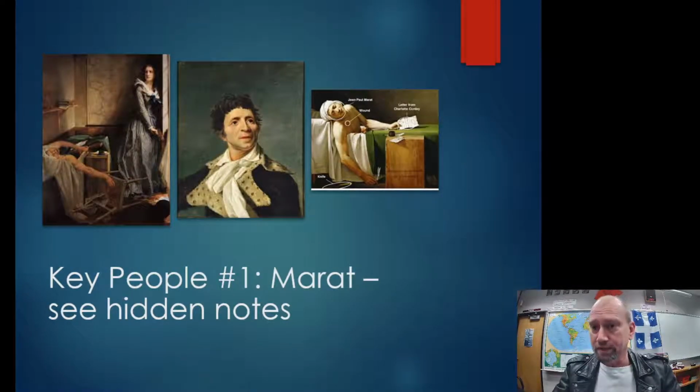Key people: Marat, Jean-Paul Marat. See hidden notes. He had a skin illness that he picked up when he was super poor, living in the sewer. He got infected, so he had to have these baths all the time. He was a writer. He founded a revolutionary newspaper, which wrote radical ideas. Eventually, the other side had him assassinated. Google him, very fascinating story. We're going ten times regular speed, moving on.